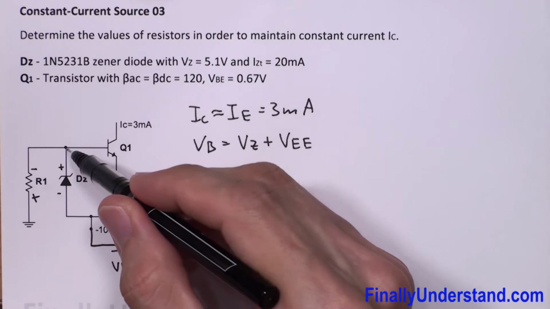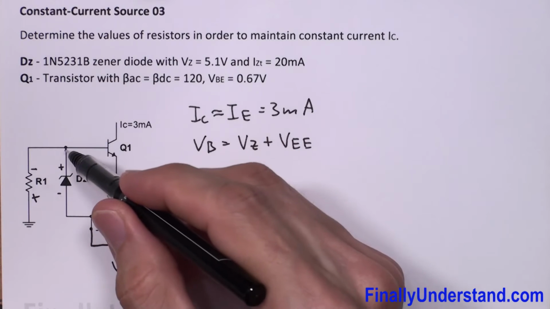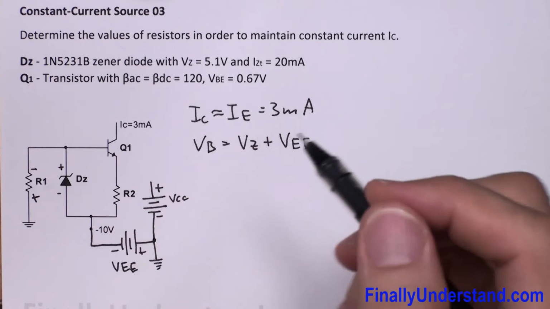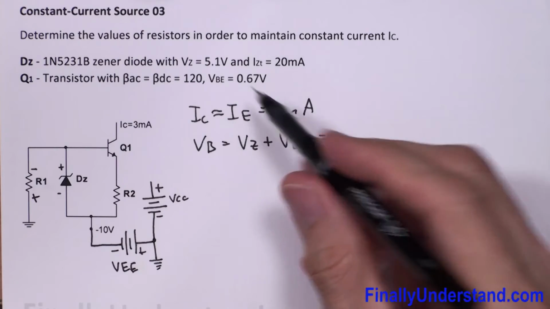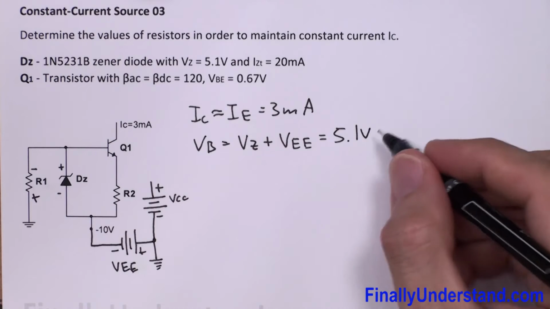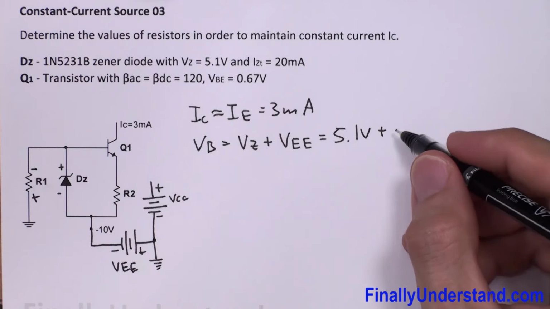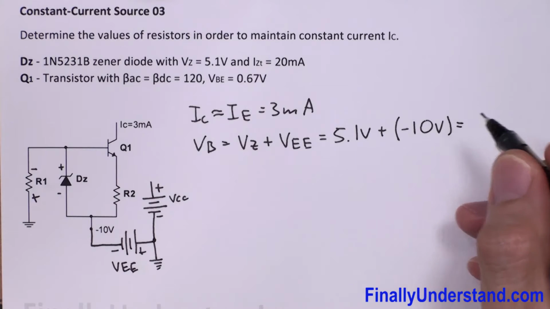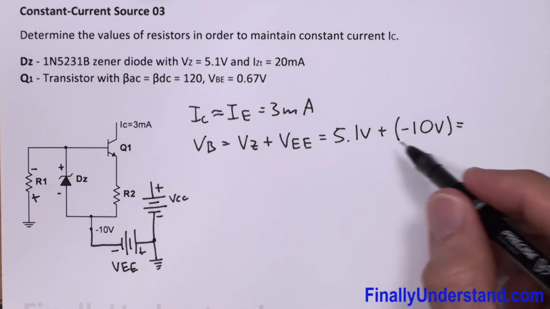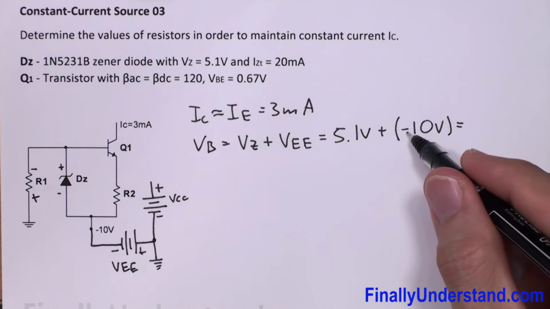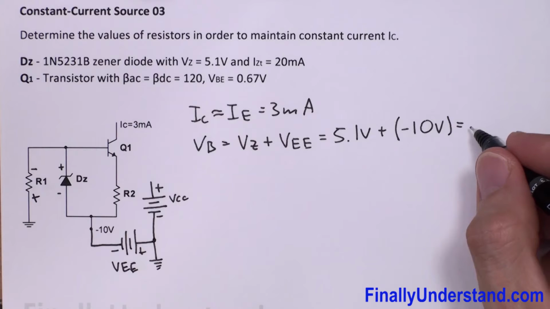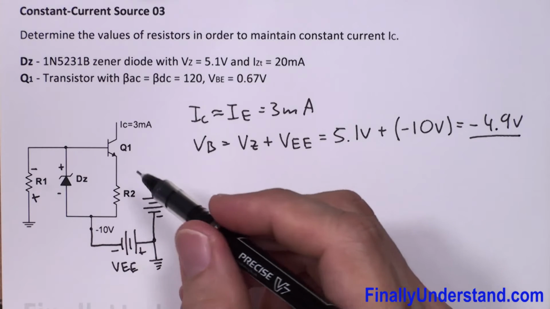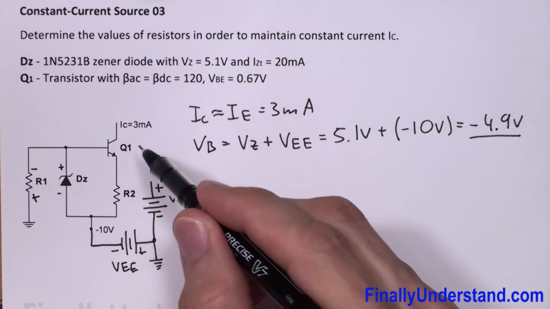So if you want to find the voltage at the base, it's nothing else, just the positive voltage of the Zener diode plus my VEE. So VZ is given, this is equal to 5.1 volts, plus VEE. VEE is equal to negative 10 volts. So this is equal to 5.1 volts, positive times negative will give me negative, so minus 10 volts, which is equal to negative 4.9 volts.